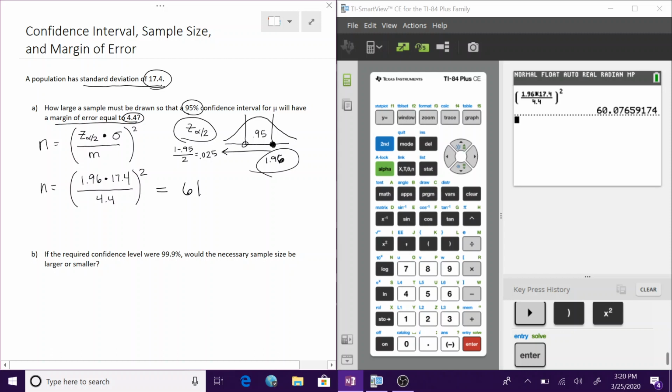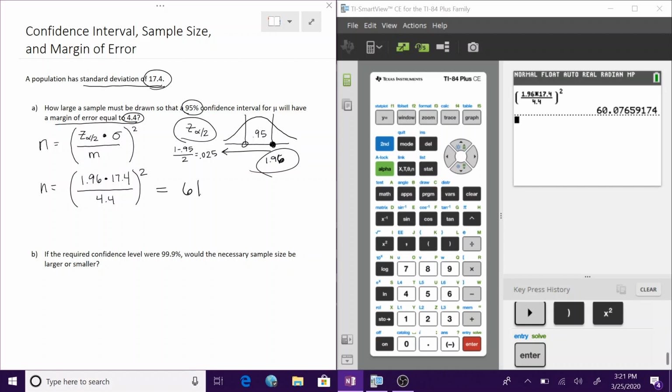Now for the B part of this problem, it says if the required confidence level were 99.9%, would the necessary sample size be larger or smaller? Well, think of it this way. If you increase your confidence level, then you're going to increase your critical value, and therefore your sample size would become larger.